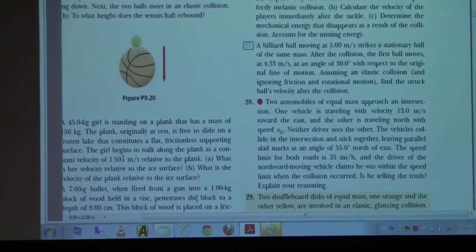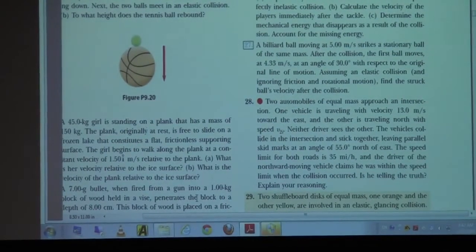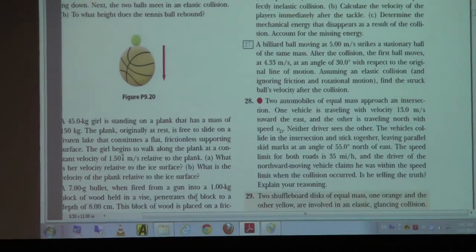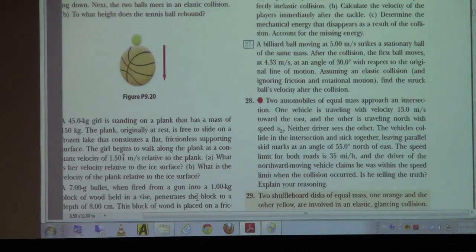Well, let's read here, 27. A billiard ball is moving at 5 meters per second and strikes a stationary second ball of the same mass. After the collision, the first ball moves at a speed of 4.33 meters per second at an angle of 30 degrees with respect to its original motion. Go ahead and assume an elastic collision.